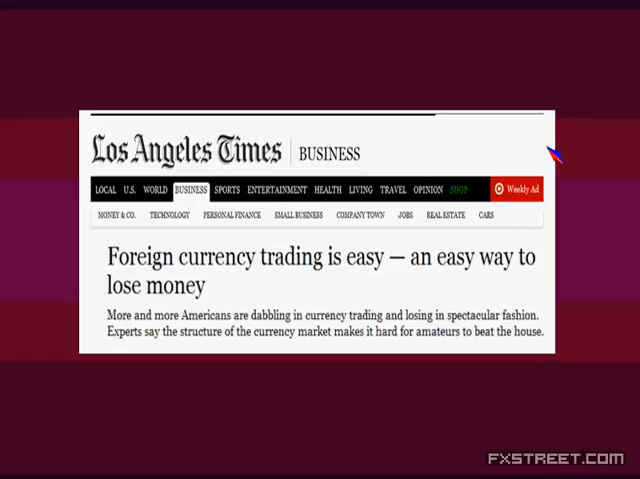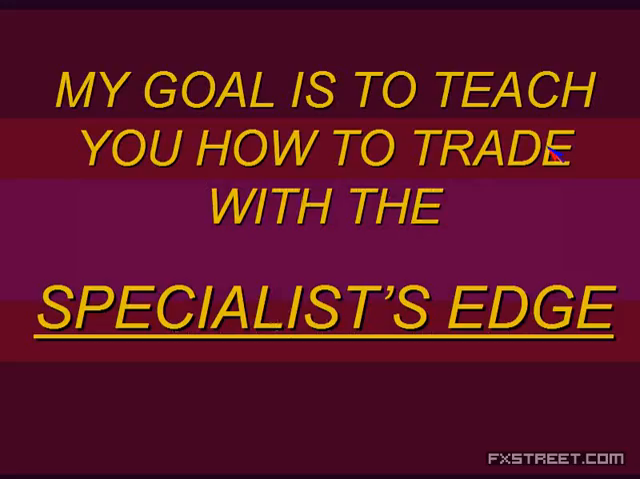So this is what we're trying to do. If we strip away the things which, for some reason, we've been taught will make our trading successful, if we really get rid of those things, that's how we'll have more validity in our trading. So foreign currency trading is an easy way to lose money. It's correct in that statement, but we're losing money because we're getting in our own way. My goal is to teach you how to trade with the specialist edge, which is really rooted in simplicity. Most of the strategies I trade and what I teach, as I said, have 3 to 5 rules, maybe 1 or 2 indicators. That's it.